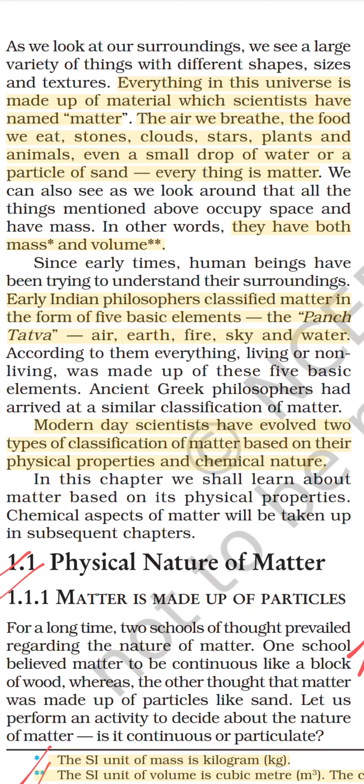Ancient Greek philosophers had arrived at a similar classification of matter. Modern day scientists have evolved two types of classification of matter based on their physical properties and chemical nature. In this chapter, we shall learn about matter based on its physical properties. Chemical aspects of matter will be taken up in subsequent chapters. Next, physical nature of matter.